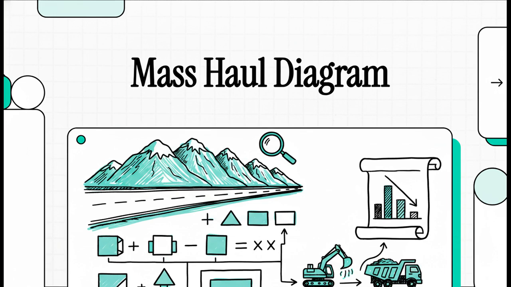Welcome to today's Explainer, where we're going to unpack a truly fascinating tool that transforms the chaotic, messy, and incredibly expensive job of construction into a perfectly balanced mathematical equation. Today, we're looking at the Mass Haul diagram, which is quite literally the blueprint for moving mountains by the numbers. I mean, think about it.